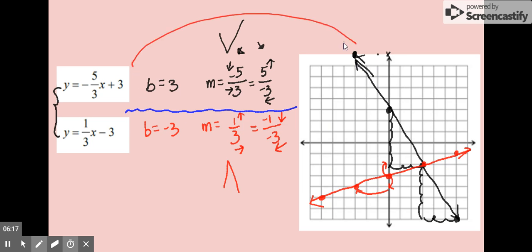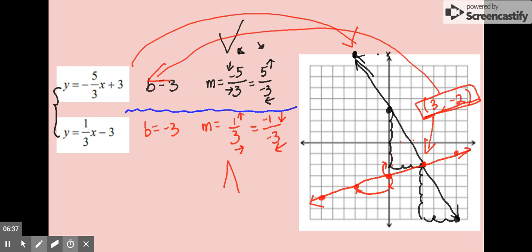I just graphed these two, right? And this intersecting point, let's read this: 1, 2, 3, and -1, -2. So it's going to be (3, -2). (3, -2) is going to be the solution for this system, which means 3 and -2 makes this equation true and this equation true at the same time. So this is going to be the solution. Please copy it down. If you don't understand, you better watch this video clip until you understand it.